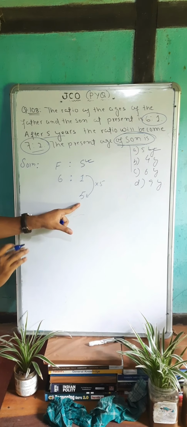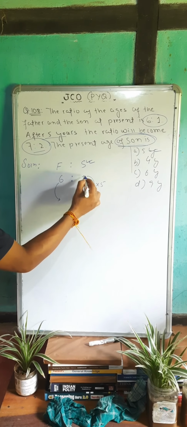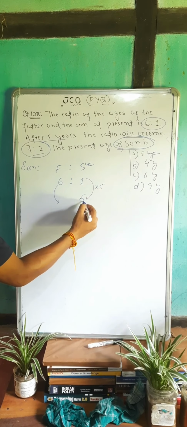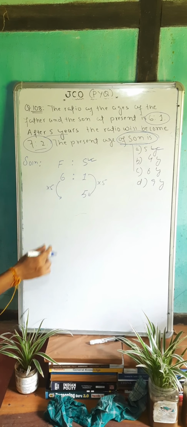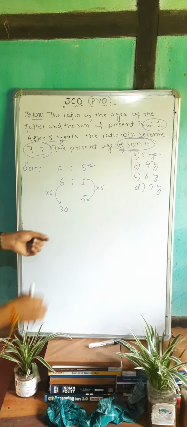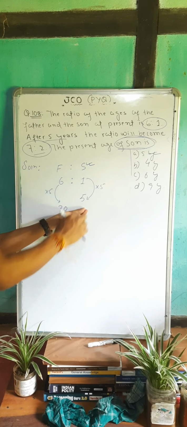To balance the ratio, since we have multiplied the son's age by 5, which gives us 5 years, this side also we have to multiply by 5. 6 fives are 30. That means let father's present age be 30 and son's present age be 5 years.